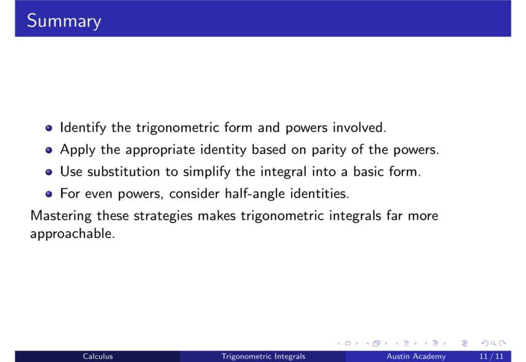Summary. Identify the type of trig functions and their powers. Apply the right identity based on whether powers are odd or even. Use substitution to reduce to a basic integral. For even powers, use half-angle identities. Mastering these strategies makes trigonometric integrals far more approachable.